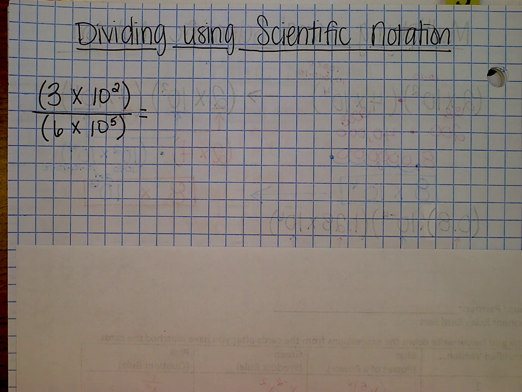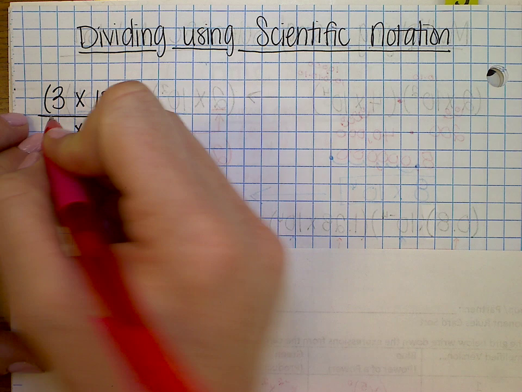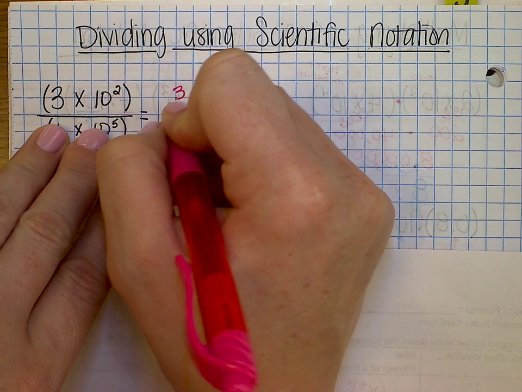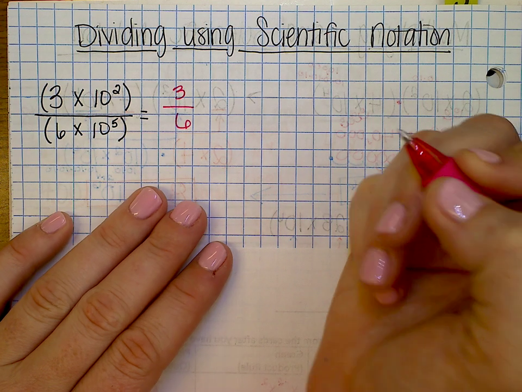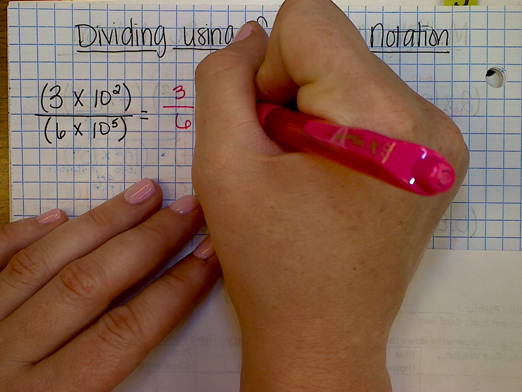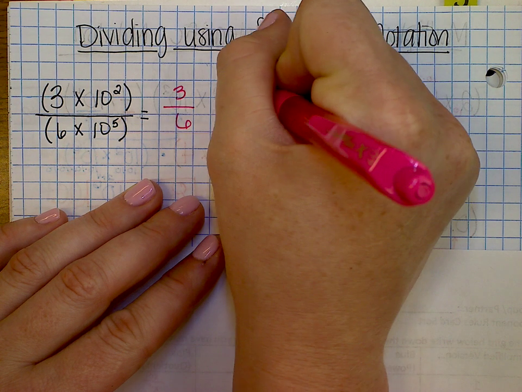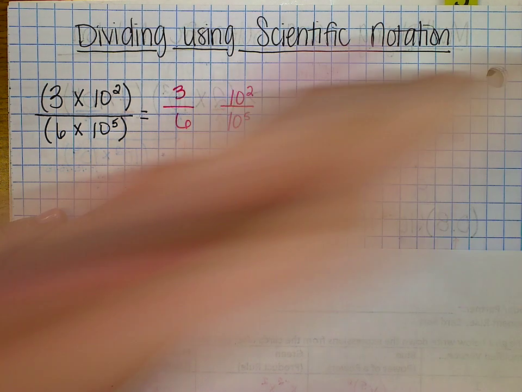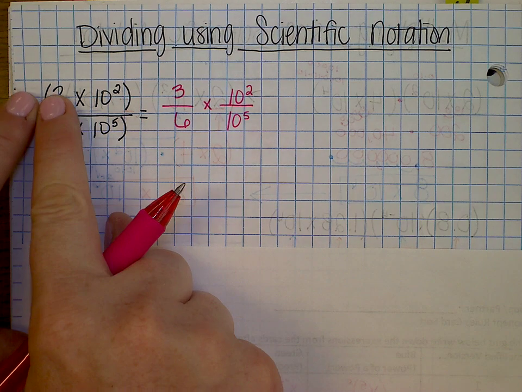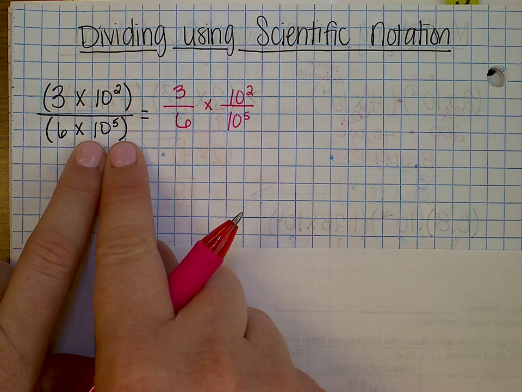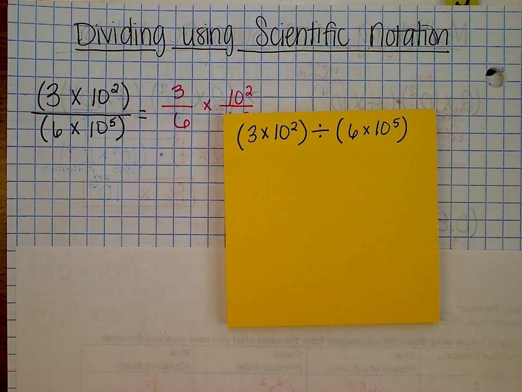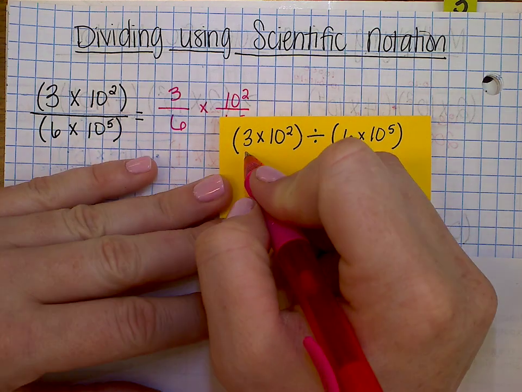So just like we did with multiplying, you could split it up and think about it as 3 divided by 6, and then we could have it as 10 squared divided by 10 to the 5th. So you can split those up, 3 over 6 and 10 squared divided by 10 to the 5th. I'll write it here just like we did in the multiplying video.